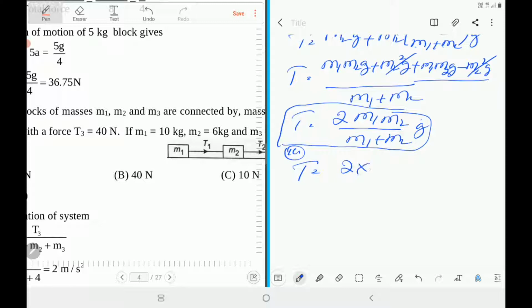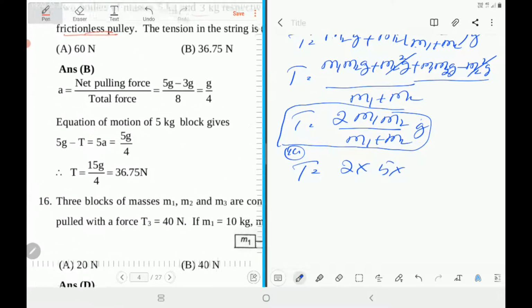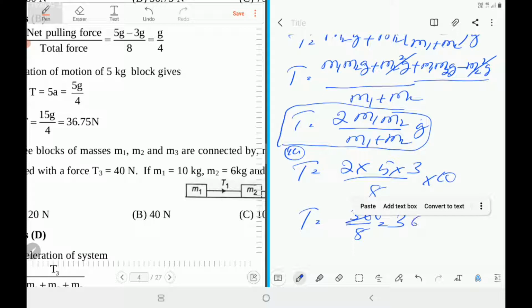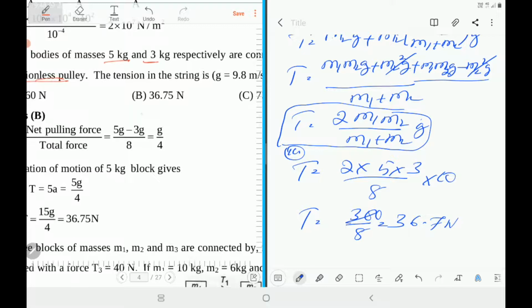T equals 2 times the masses, 5 kg and 3 kg, divided by 5 plus 3, which is 8, times 10. You are taking g as 10. Now you can simplify: 5 times 3 is 15, 2 times 15 is 30, 30 times 10 is 300. 300 divided by 8. So 8 times 3 is 24, so 60. 60 means 8 times 7 is 56, point, around 7. So around 36, answer is B.